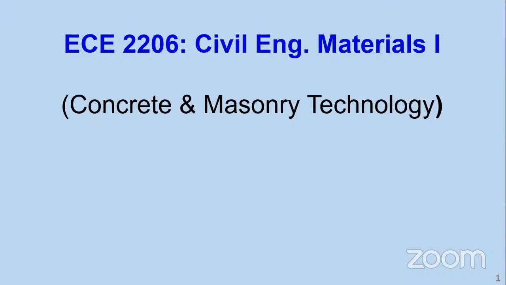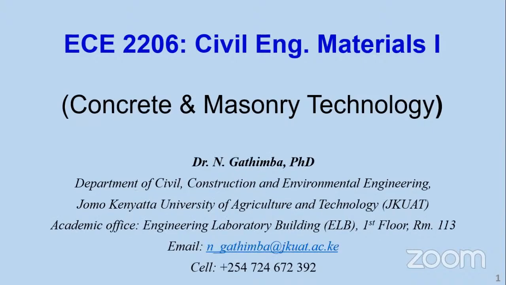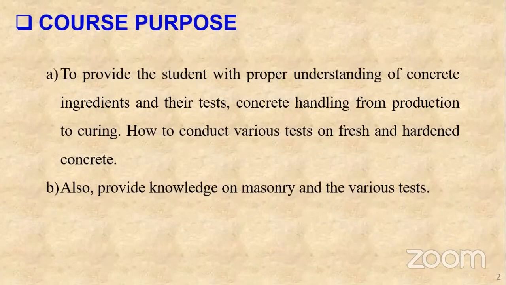In this course, it's a two-part series. We have Civil Engineering Materials 1, and then next semester we'll have Civil Engineering Materials 2. In Materials 1, we are going to look at concrete as well as masonry. When you talk of masonry, we are talking of building stones, building blocks, plaster and all that. In Civil Engineering Materials 2, next semester, we are going to look at steel, timber, and polymers.